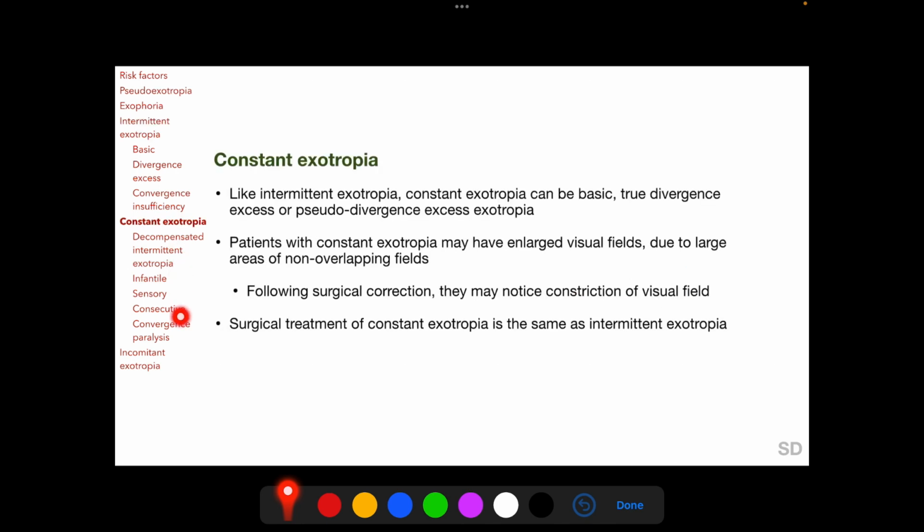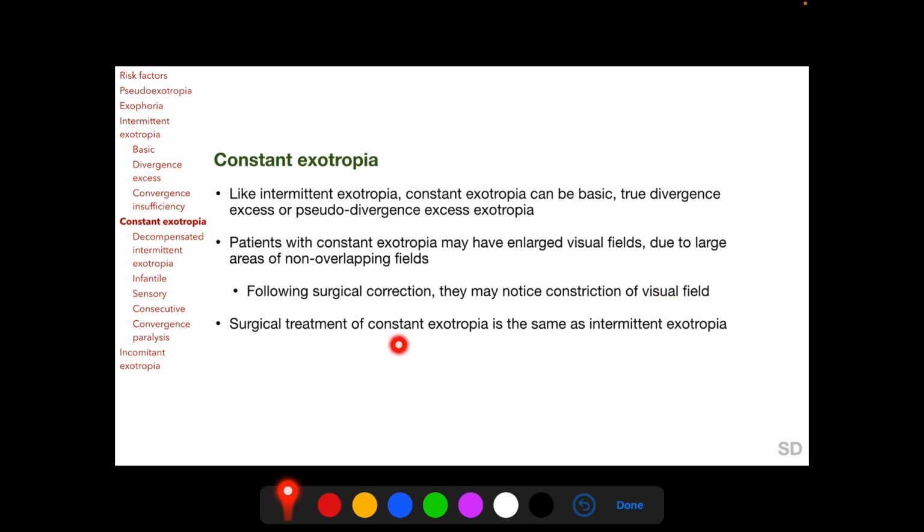There are several exotropia entities which can be described as constant exotropia. As in intermittent exotropia, a constant exotropia can also demonstrate near distance discrepancy in their magnitude of deviation. And so these constant exotropias can also be either basic, true divergence excess, or pseudo-divergence excess exotropia. Patients with constant exotropia may have enlarged visual fields due to large areas of non-overlapping visual fields, and following surgical correction, they may perceive constriction of their visual fields.